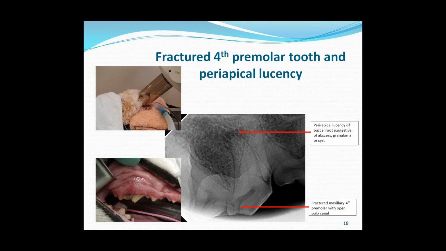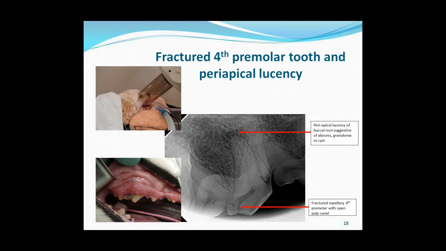In this case, it's caused by a fracture. The dog has most likely chewed on a bone. We can see by the clinical presentation on the left-hand side that the tooth is fractured. It's lost the mesial cusp, thus exposing the root canal to oral bacteria. Bacteria then travel down into the pulp chamber and into the root canal, and then travel out through the apex and into the surrounding bone.